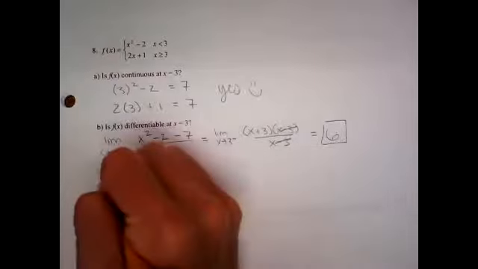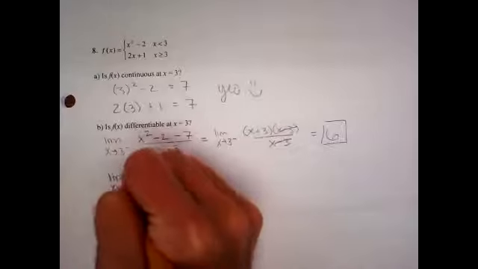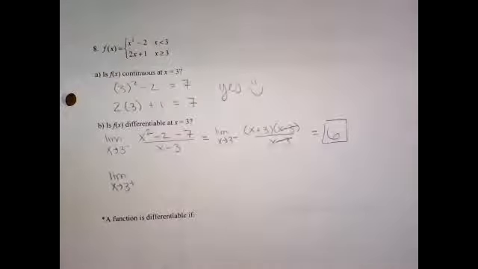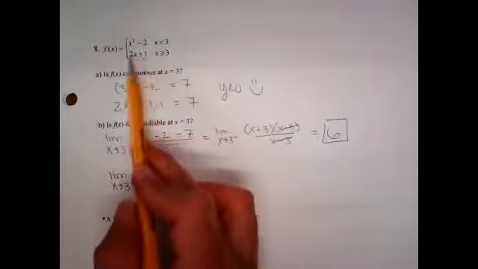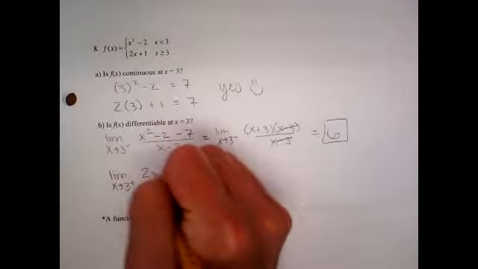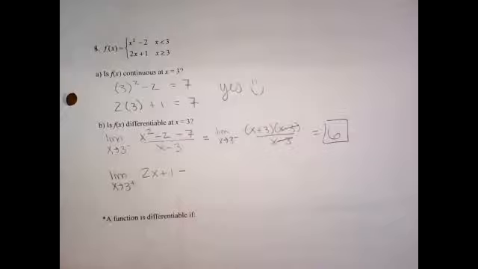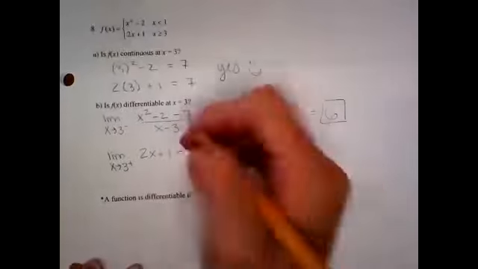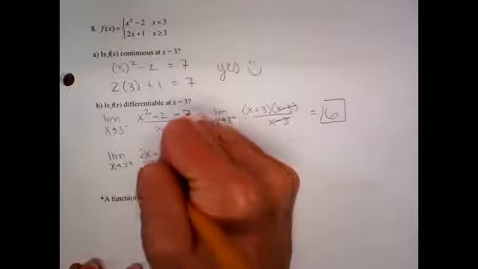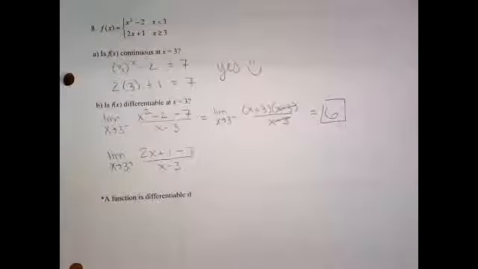And then we're going to do the slope from the right. So limit as x goes to 3 from the right. Now we're going to use the other piece of the function. So it's 2x plus 1 minus f of c, which again, we did it already, it's 7, and then over x minus 3. So you're going to have to get something to cancel.